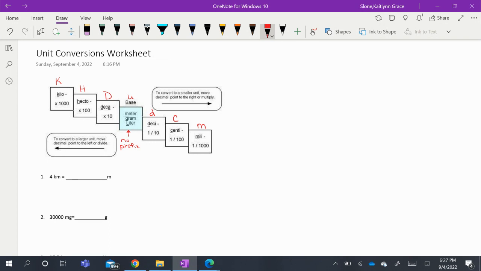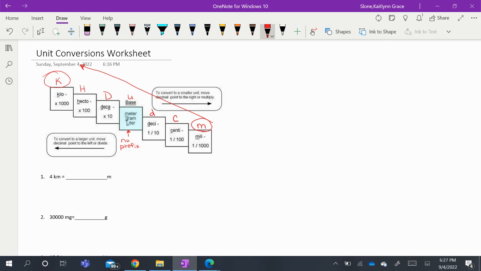There's no prefix. Now, something you also have to remember is the orientation in which these are displayed. It's always going to go kind of up like this. You always want to go up like that, so it's going to be to the left, and your tallest one is always going to be kilo. Your smallest is going to be milli, or milk.